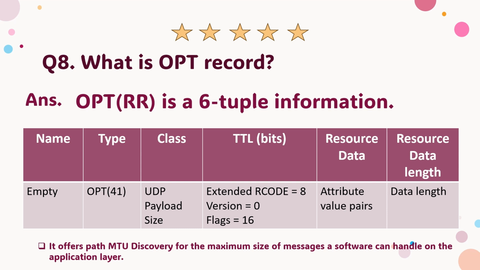These fields are also very useful in the case of the latest technologies used in DNS. One of the star points here is that it offers path MTU discovery for the maximum size of messages software can handle on the application layer. Path MTU discovery is very important in order to get an idea of how much information can be passed altogether.